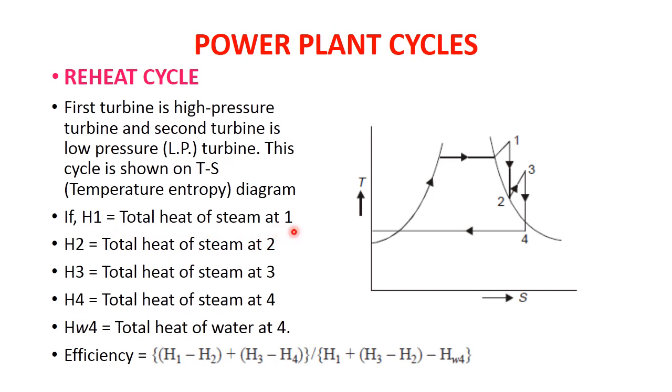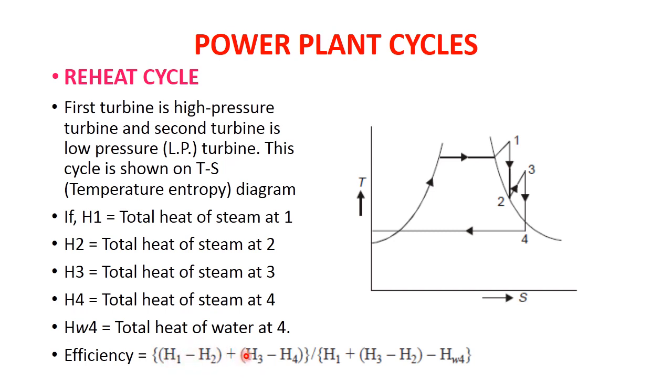This cycle is shown on the TH diagram. H1 is the total heat of steam at 1. Similarly, H2, H3 and H4 are at points 2, 3 and 4 respectively. HW4 is the total heat of water at point 4. So how will the efficiency be calculated?